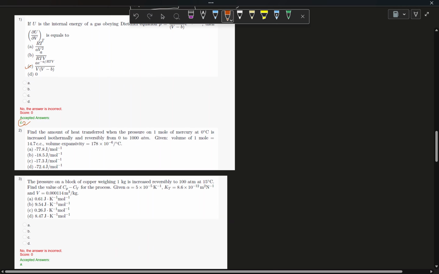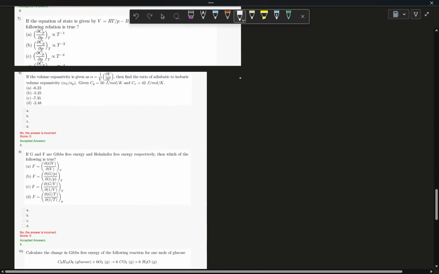Now question number 2 is: find the amount of heat transferred when the pressure on 1 mole of mercury at 0 degree centigrade is increased isothermally and reversibly from 0 to 1000 atmosphere. Given the volume of 1 mole is 14.7 cc and the volume expansivity is also given, we have to calculate the heat transferred. Okay. And the process is said to be isothermal and reversible.